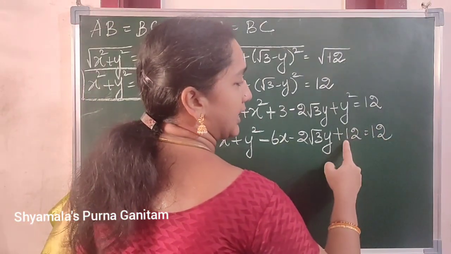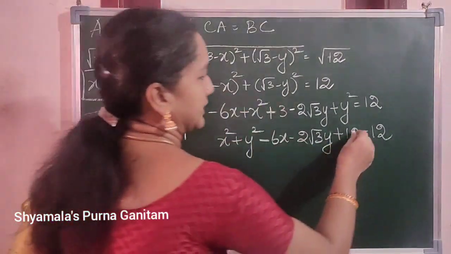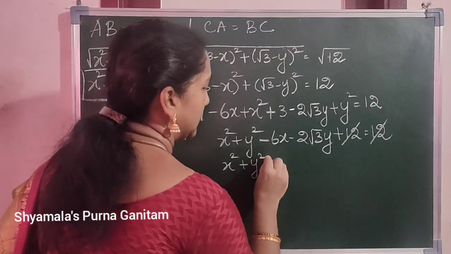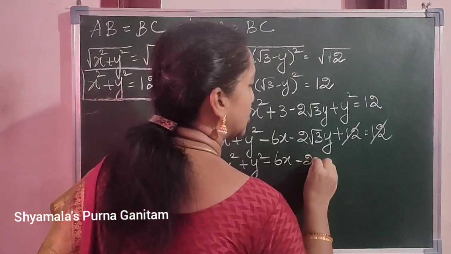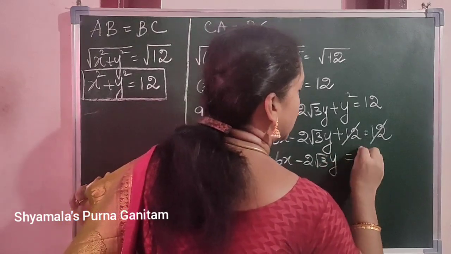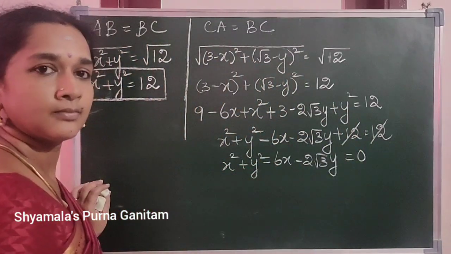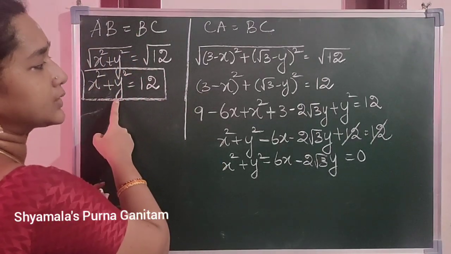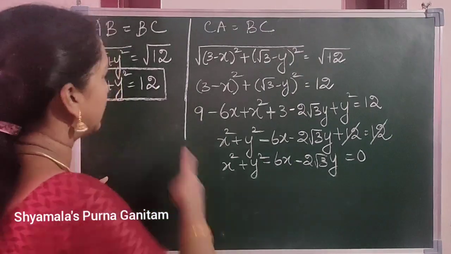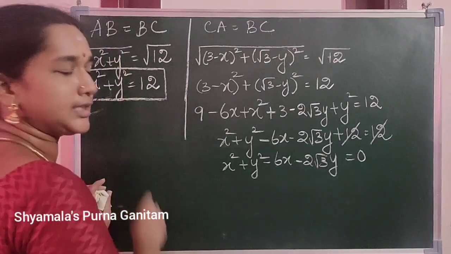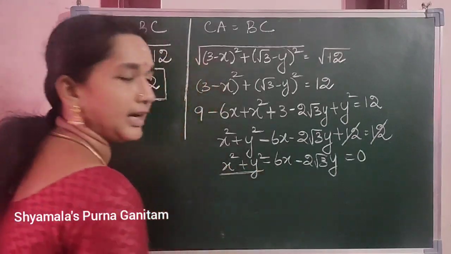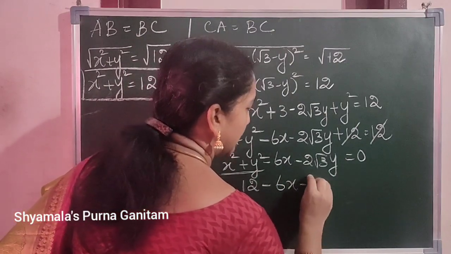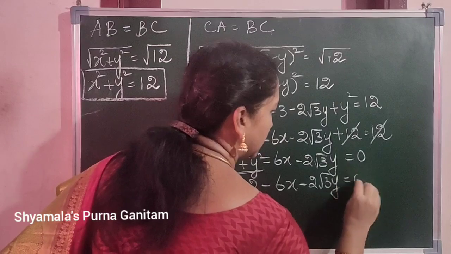When I bring this 12 to the other side, that will get cancelled, so I will get 0. So x² + y² − 6x − 2√3y = 0. Now here I got the value for x² + y² as 12. So here x² + y² value is 12, and I am substituting that value. When I substitute, I get 12 − 6x − 2√3y = 0.